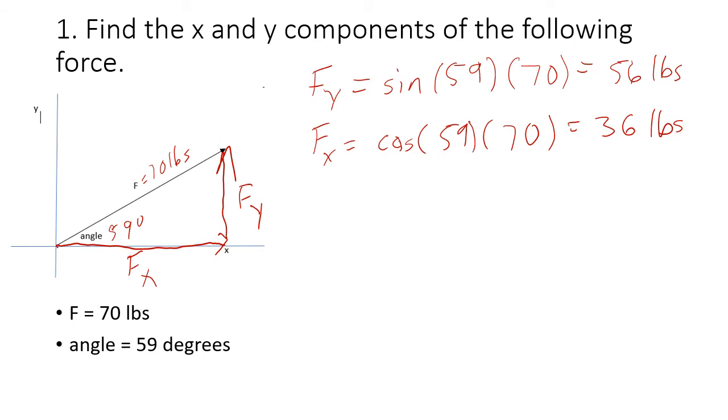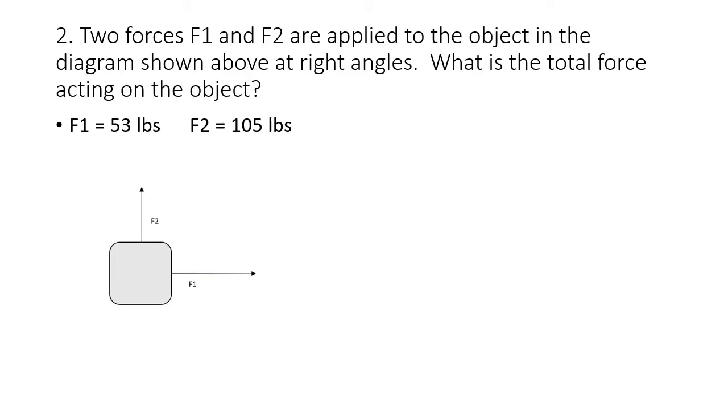All right, on to number 2. Number 2 says, 2 forces, F1 and F2, are applied to the object in the diagram shown at right angles. So one's going directly up, one's going directly to the right. What's the total force on the object? So what we're going to do here is turn this into a triangle. We're going to redraw F1 and F2 into a triangle. So this side is going to be F1, going that way. This side is going to be F2. And what we're looking for here is the hypotenuse of that triangle.